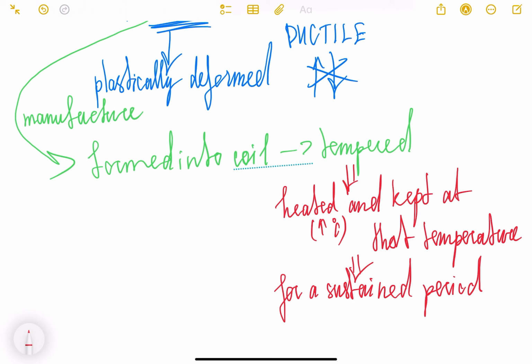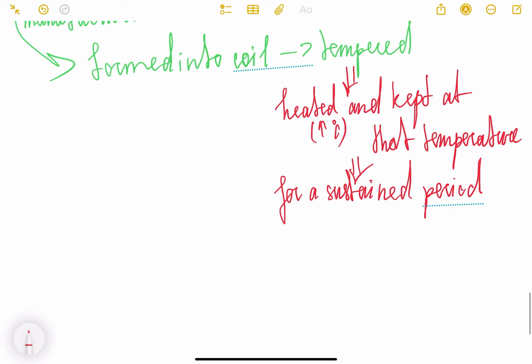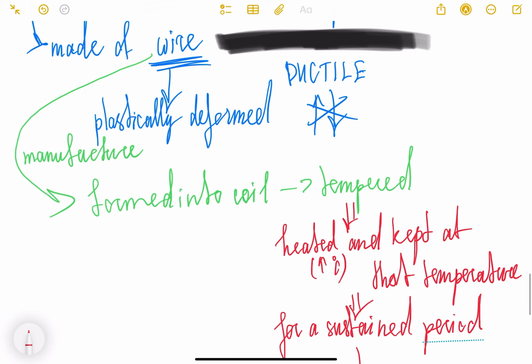So this resets the atomic structure of the metal, so that after tempering, this spring will behave as it should. It can be elastically deformed and will subsequently return to its original shape. Whoa, this is so cool, right?